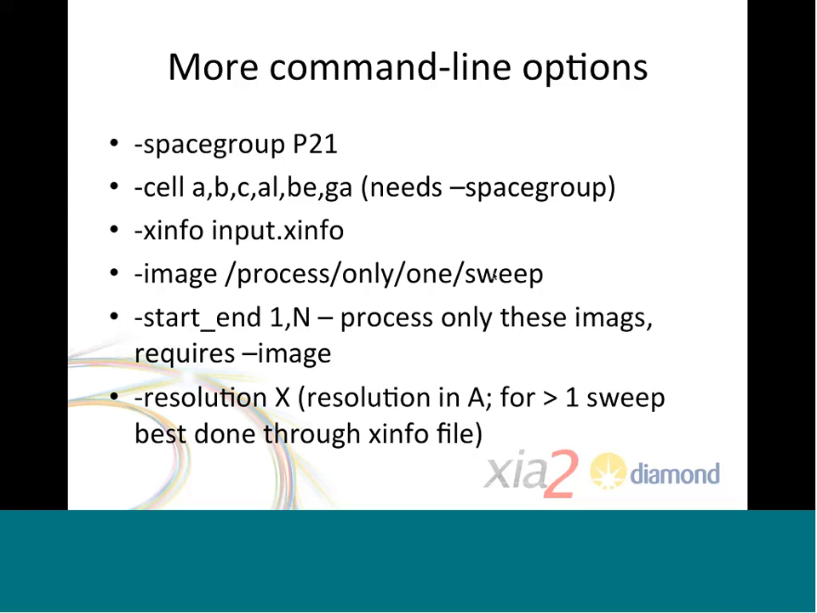So if you've taken one data set and the crystal died after so many frames, you can just process those few frames without writing an input file. You can also specify the resolution limit to use on the command line, but I would normally suggest that you either do it by modifying the criteria for the resolution limit, or you specify it in the input file if you've got more than one sweep or wavelength of data. Otherwise, things get a bit confused.